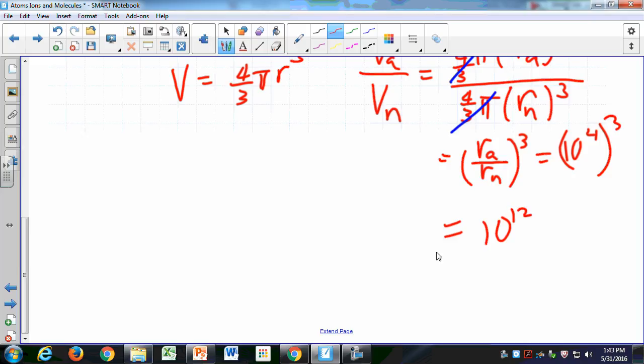So the volume, the space occupied by an atom, okay, the space occupied by your electron cloud, is at least 10 to the 12th. So that's 1,000,000,000,000 times bigger than the space occupied by your nucleus. That's how small the atom is. That's how small the nucleus is compared to the electron cloud. Okay? The electron cloud is 10 to the 12th times bigger than the nucleus.